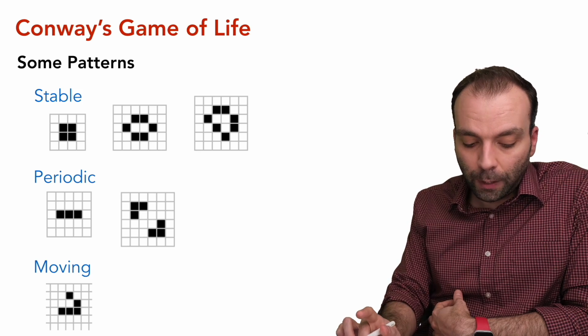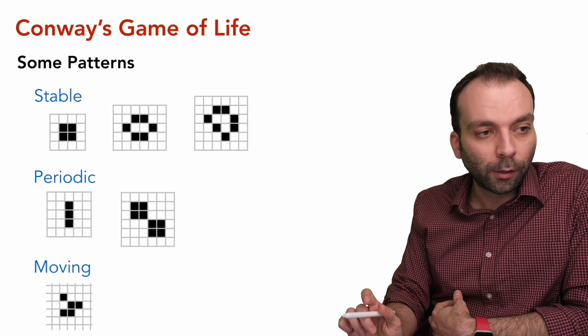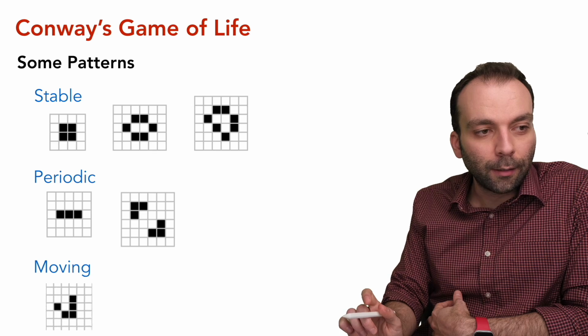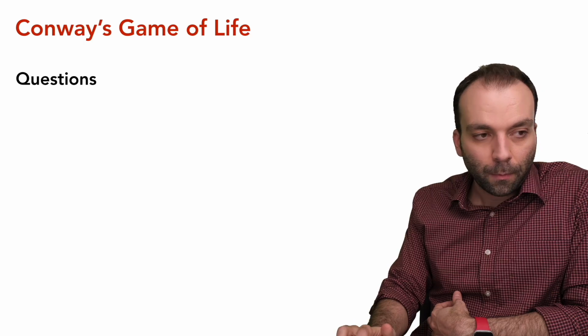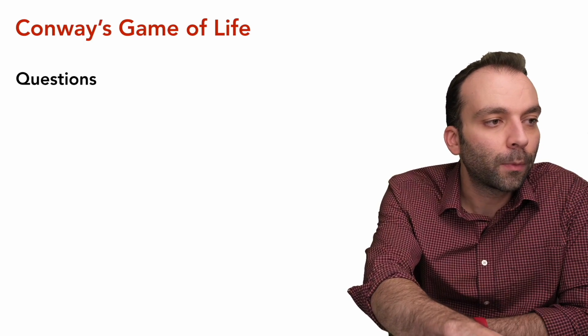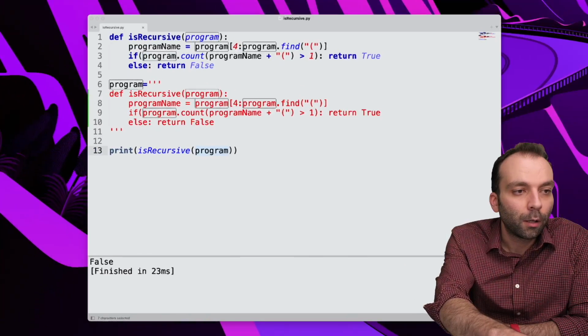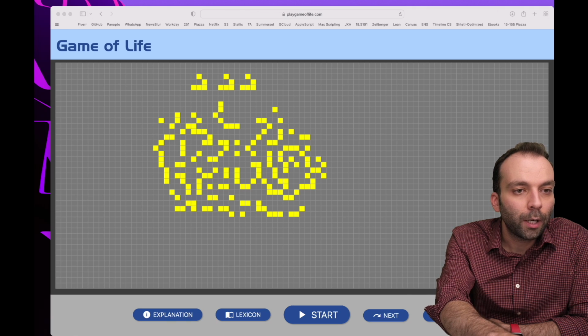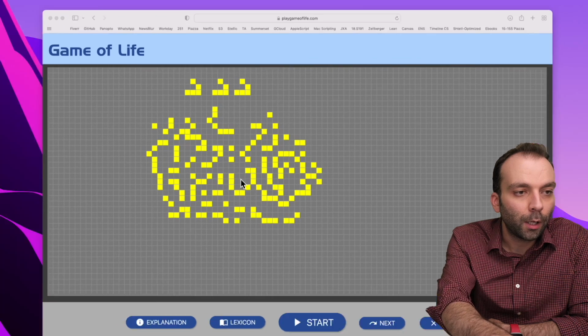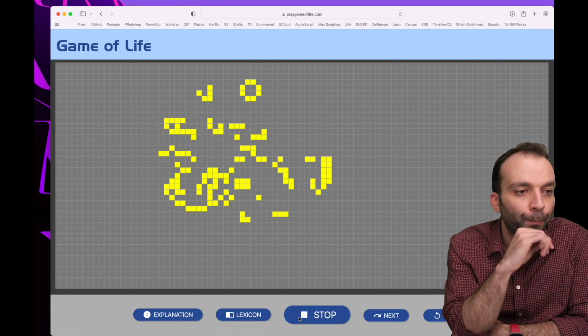And then there are also moving patterns. This one is called the glider. It's gliding like that. Now, let me show you a very quick demo. Here is a Game of Life simulator. I can start this, hopefully, and we can see how it goes.